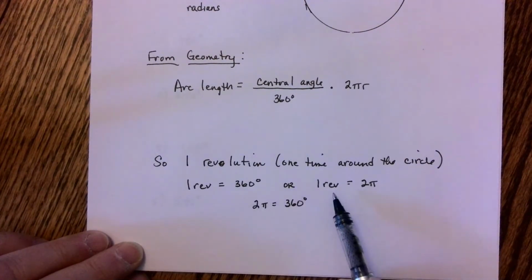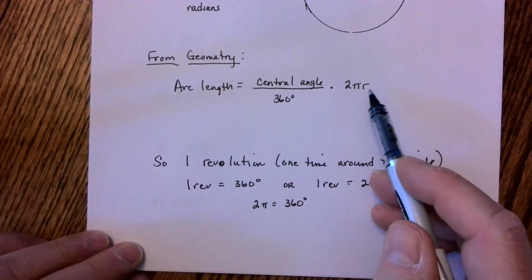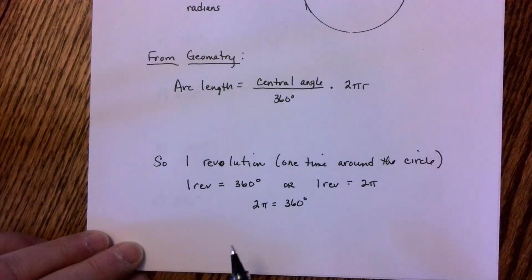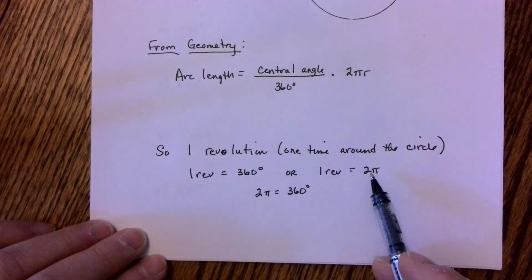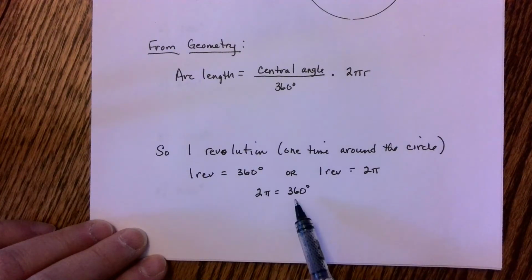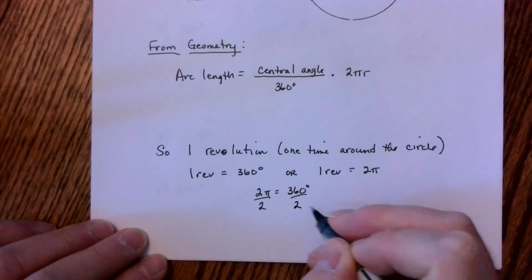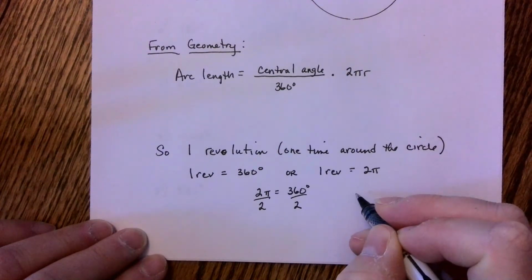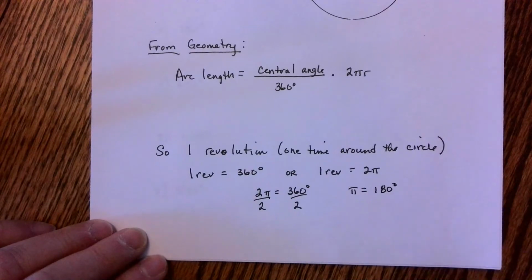However, you could also say that 1 revolution is equal to 2 pi. Thus, the formula 2 pi times r would give you the circumference of a circle. Since 1 revolution is the same for both 360 degrees and 2 pi, we end up with this relationship right here. Now, if I solve this for pi by dividing by 2, I simply end up with pi is equal to 180 degrees. That might not seem like much, but really that is the key to converting back and forth from degrees to radians and radians to degrees.